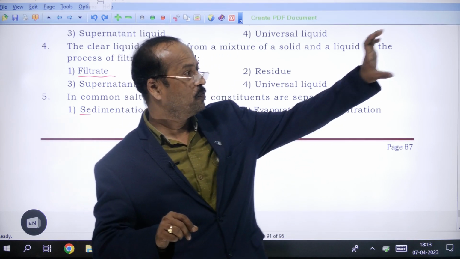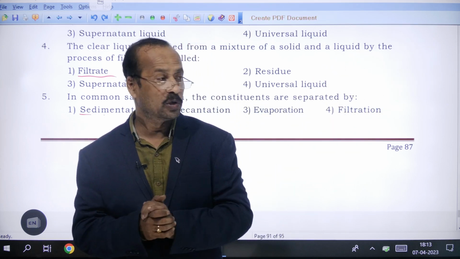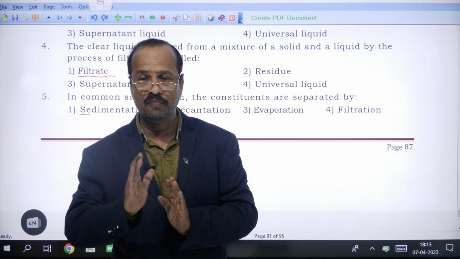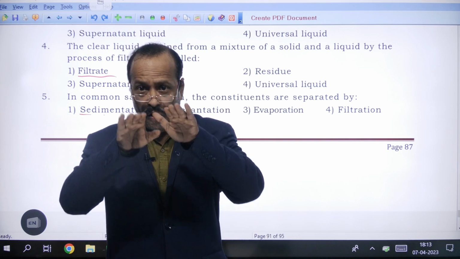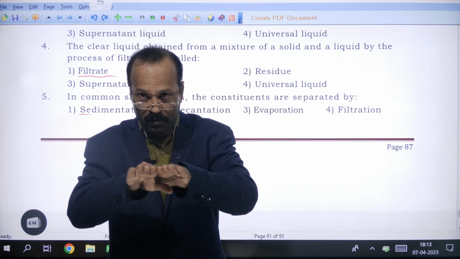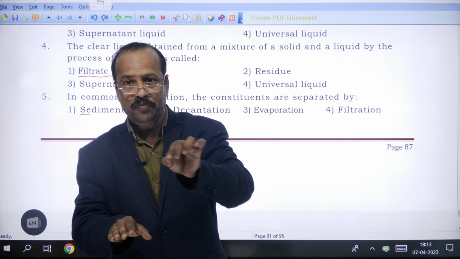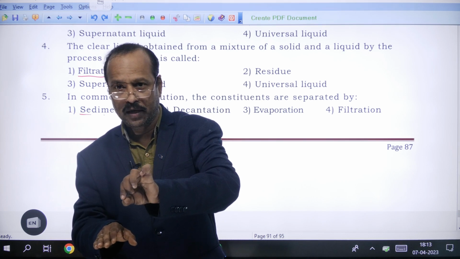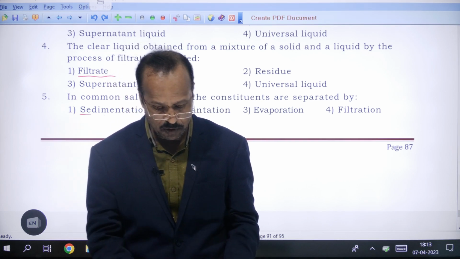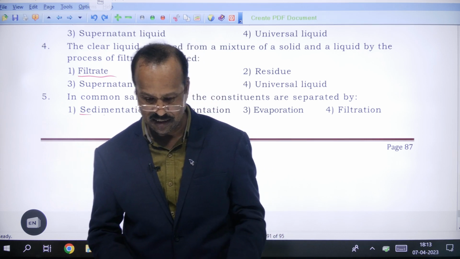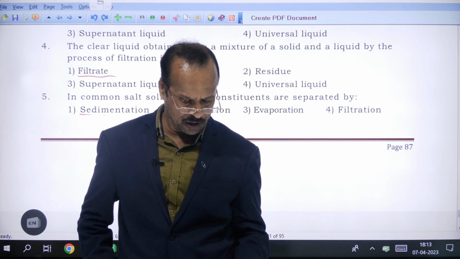And after that what do you do? You place this solution without disturbing it for half an hour or 1 hour. So what will you observe? All the chalk particles will settle down, and then clear water is formed above it. So we can separate that clear water. This process is called sedimentation. So the option is 3. Next question.